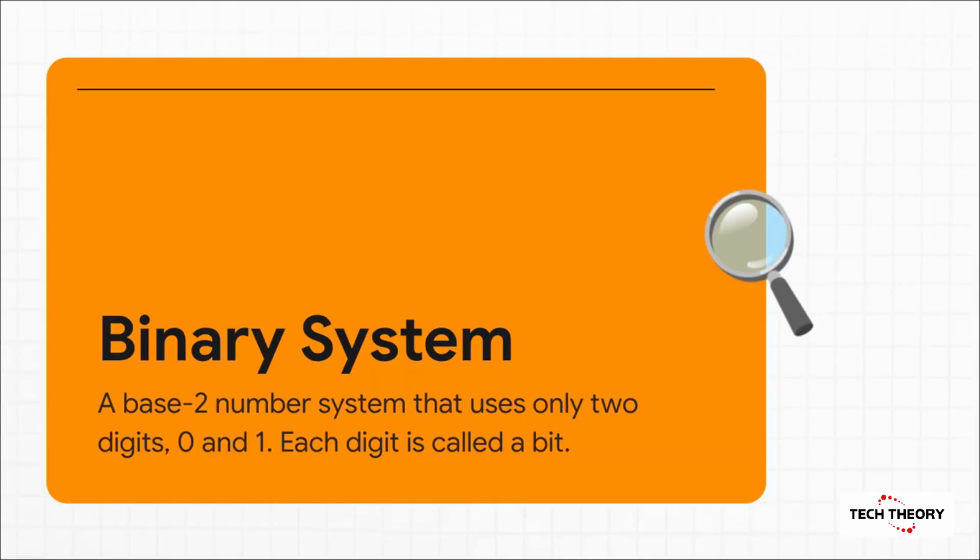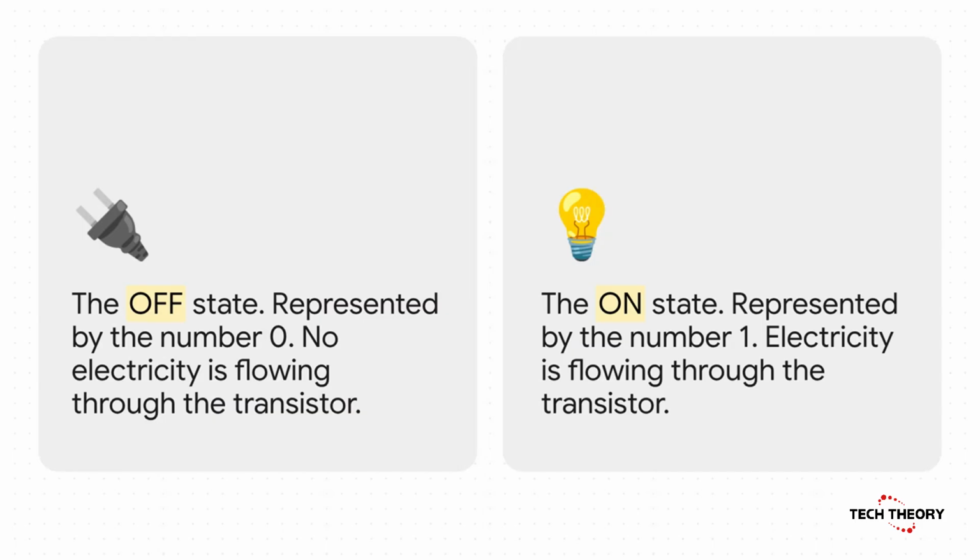Okay, so the official name for this is the binary system. It's a base 2 system, which is just a fancy way of saying it only has 2 digits to play with, 0 and 1. And each of those digits, we call it a bit. And this, right here, this is the key to everything. Just think of a simple light switch. When it's off, there's no electricity flowing. That's a 0. You flip it on, the light comes on, electricity is flowing, that's a 1. Now just imagine billions of microscopic little light switches, we call them transistors, flipping on and off millions of times every single second. That's your computer.